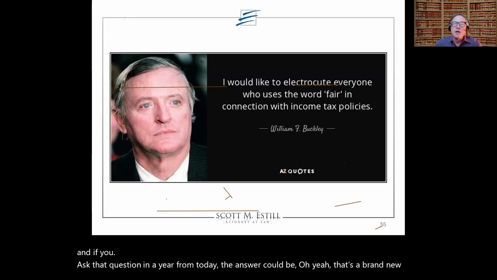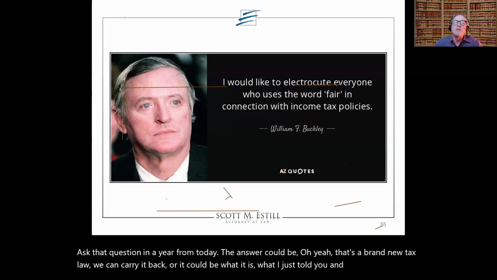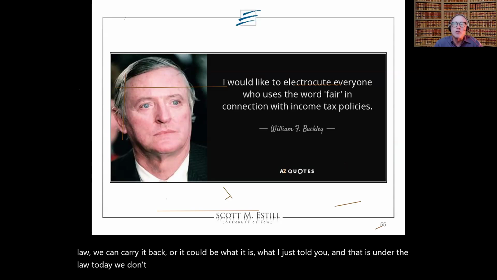We can carry it back. Or it could be what it is, what I just told you, and that is under the law today, we don't have that carryback provision.